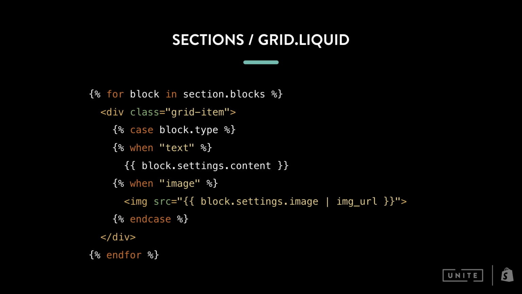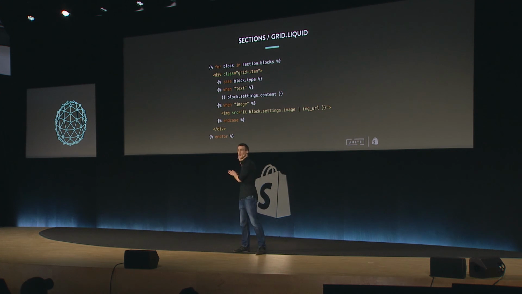When block.type is text, I output the content of the setting. When block.type is image, I output an image tag. So remember the CSS grid we said we were going to make? This is what we're doing instead. You can use any CSS grid you want, and it doesn't even have to be a grid. You can make a slideshow section where each block is a slide, a social feed section where each block is a social network, or even a gallery section whose layout automatically adapts to its content.